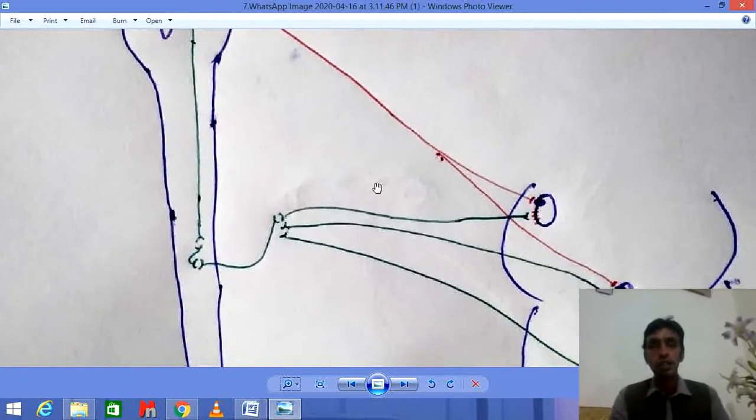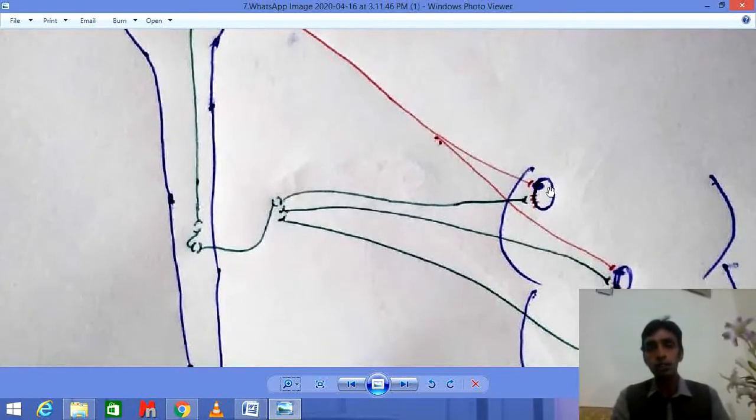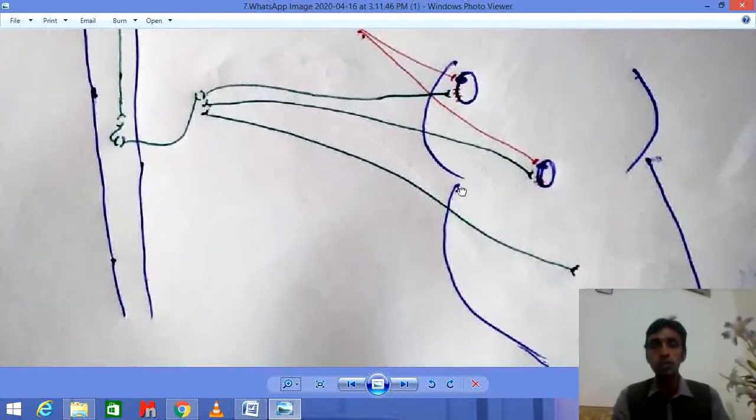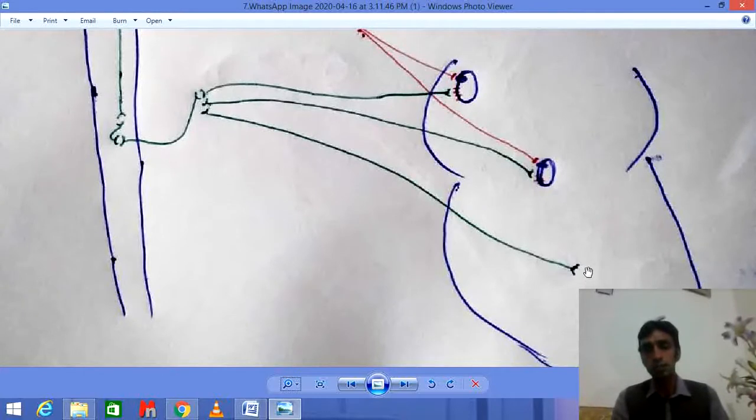The SA node and AV node. What will the SA node and AV node do? The SA node and AV node will contain beta 1 receptors. Beta 1 receptors are also present in the muscles of the heart. So the sympathetic pathway will stimulate the beta 1 receptor on the SA node, the beta 1 receptor on the AV node, and the beta 1 receptor on the cardiac muscles.